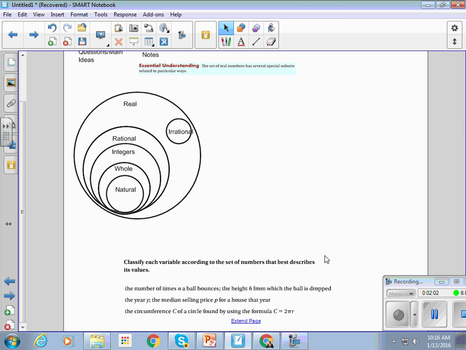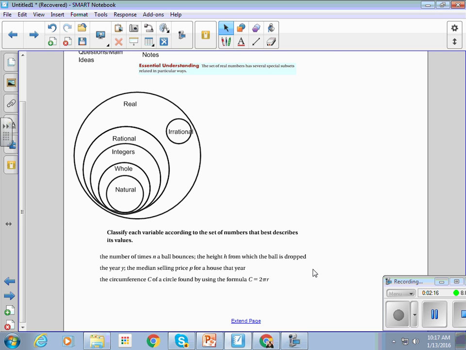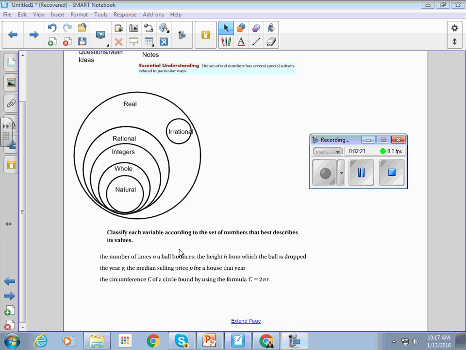All right, so in your notes, write these instructions down. Classify each variable according to the set of numbers that best describes its value. So we have 3 different items here. We have the number of times n a ball bounces, and the height h from which the ball drops. That's our first item. So go ahead and I'll give you a second to write that down.